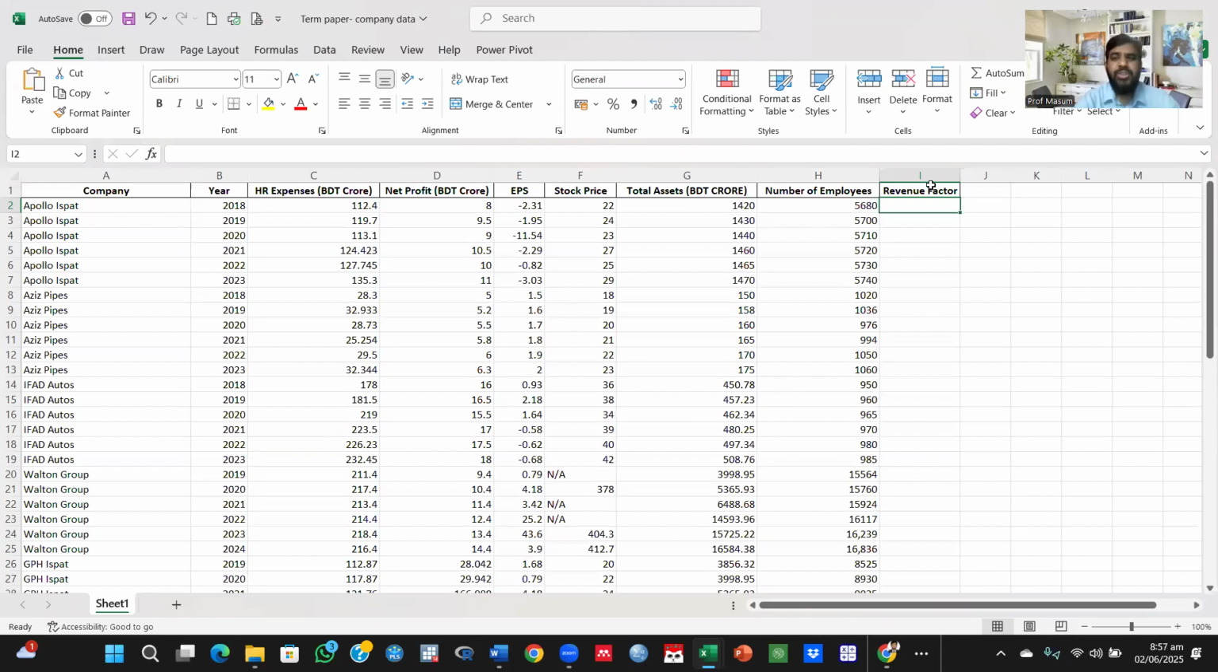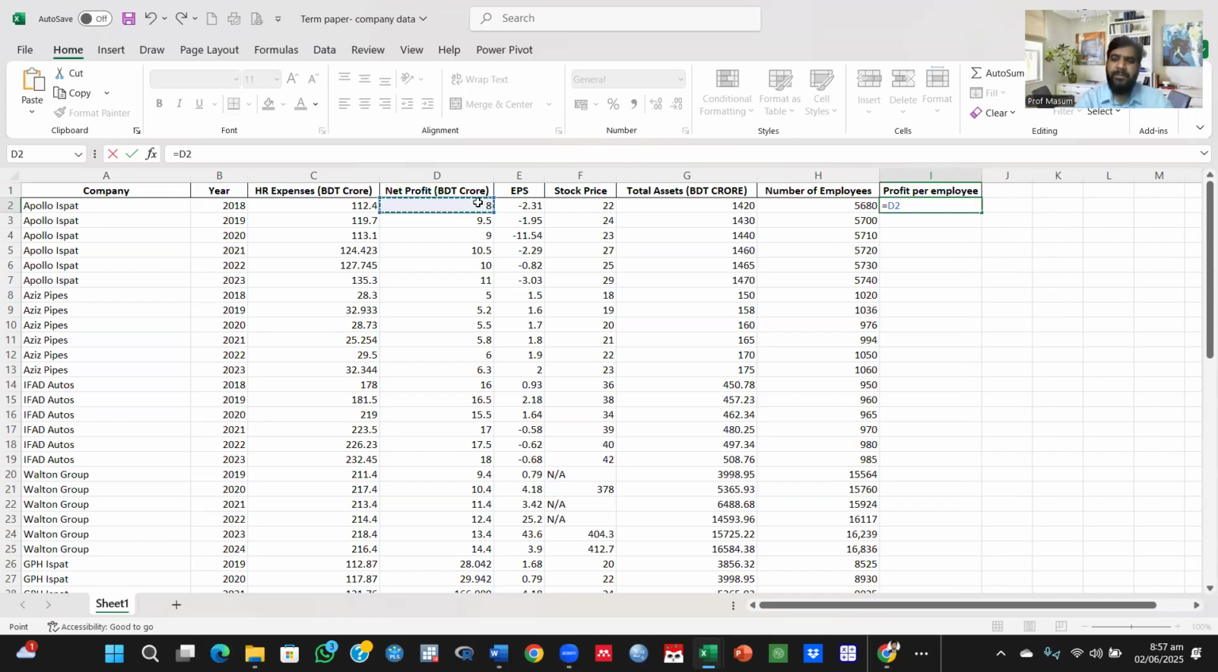Okay sir. So revenue factor. First calculate the revenue factor here. It is not revenue factor, and you know how to calculate revenue factor. It is profit per employee. So those who cannot calculate revenue factor, you will calculate profit per employee. And how to calculate profit per employee? Profit divided by number of employees. All right.